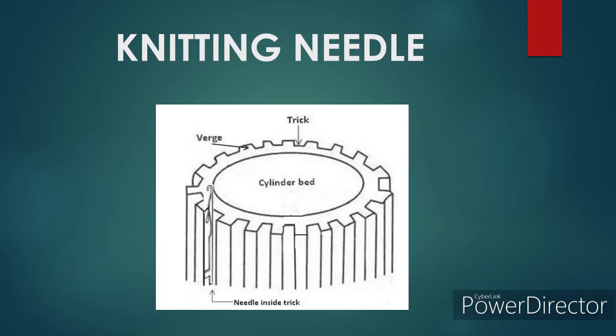Whatever may be the needle type, they are arranged on a needle bed at regular intervals in such a way that the needles may move freely along the axis without any lateral tilting. For this purpose, cylinders are made with cuts or grooves. They are technically called tricks, made on the needle bed. This diagram explains how a groove or trick is made in a cylinder needle bed and how a knitting needle is placed on it for its free movement along the axis without any lateral tilting.